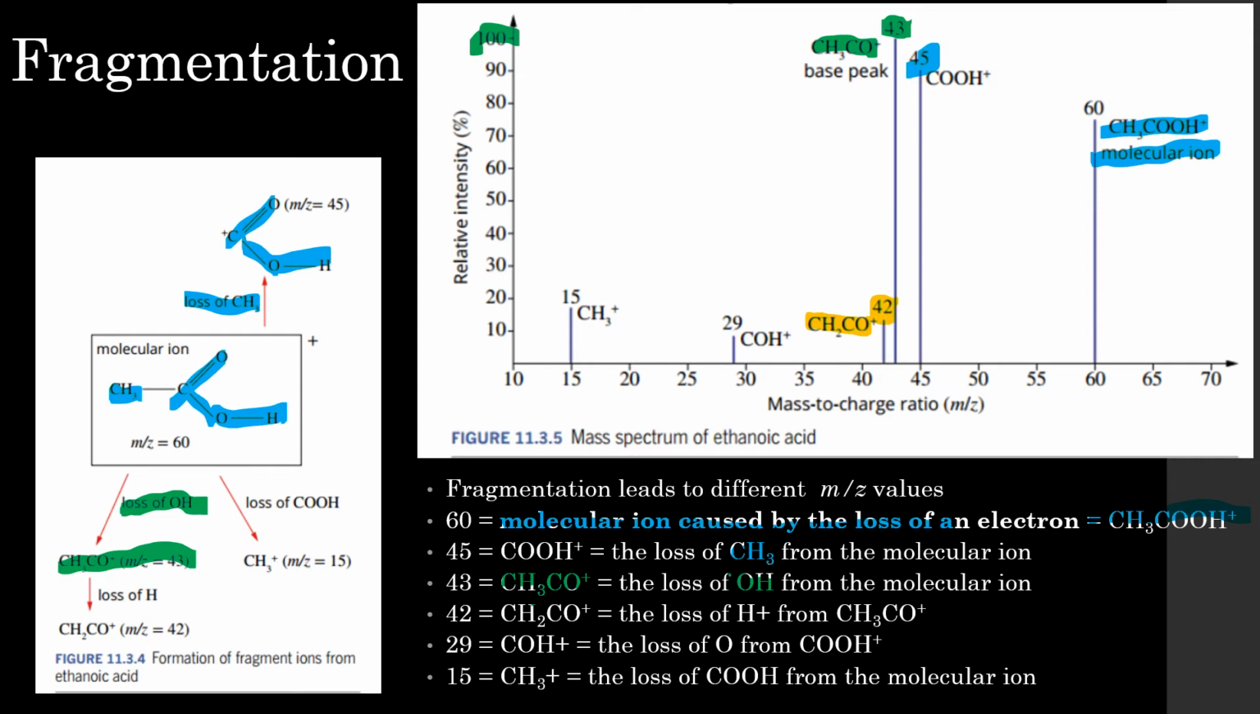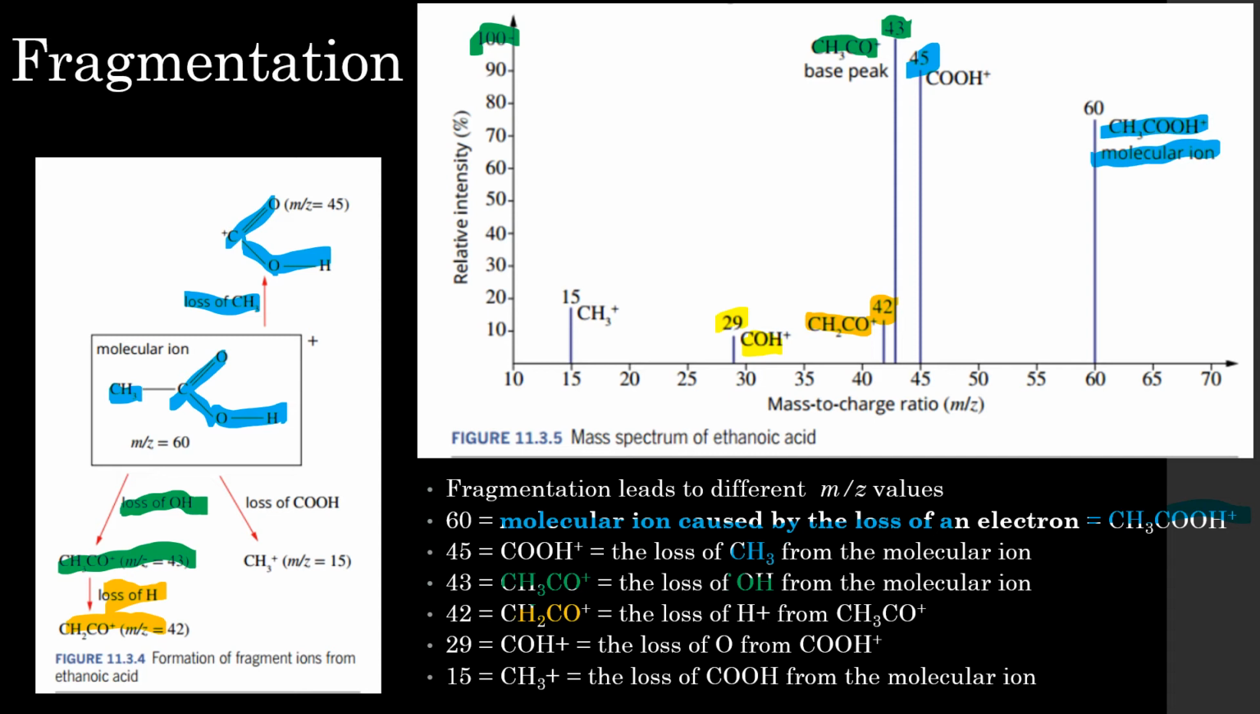And what's happening here? We've lost another hydrogen from that again, so it's just got a mass to charge ratio of 1 less. And now let's have a look at the one at 29. So we're certainly fragmenting more, aren't we? We've got a COH plus in this case.